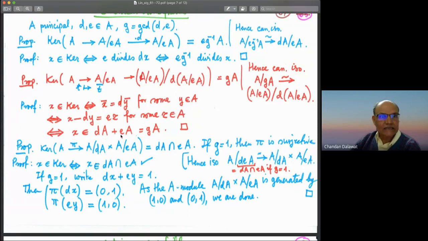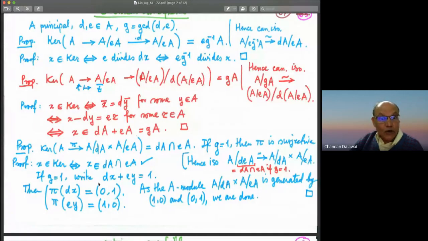And that means that X is in this ideal dA plus EA, which is actually GA, right? The definition of the GCD was that it's any generator of the ideal dA plus EA. The GCD of D and E is any generator of the ideal dA plus EA. Okay.